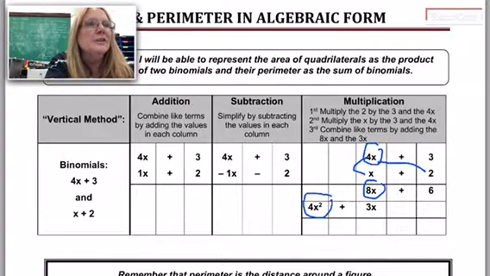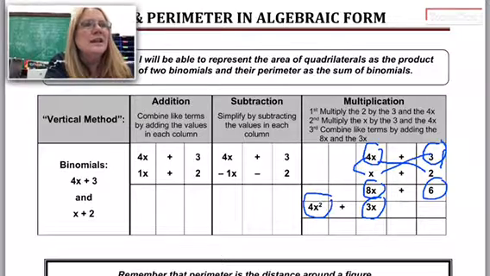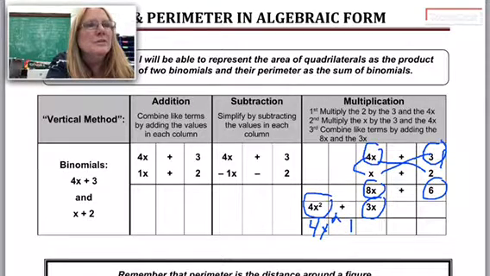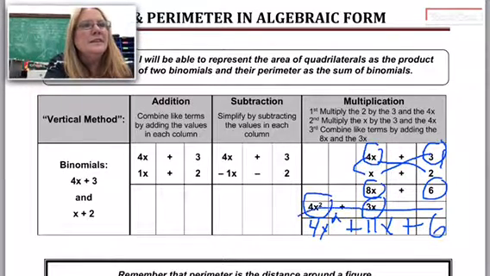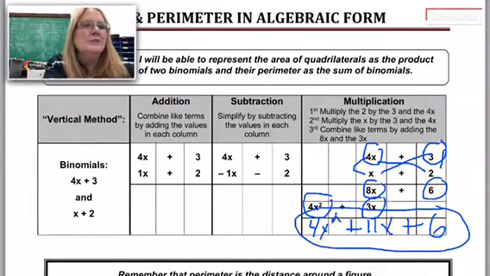Then they go down another line and go to the second term of the first binomial, 3, and multiply it by x, and you have 3x. And then 3 times 2 is 6. And then you're going to add these up, and you get 4x squared plus 11x plus 6. Okay? And that's fine if you like to do it that way.